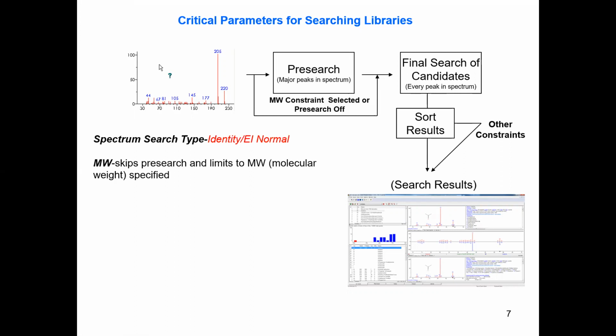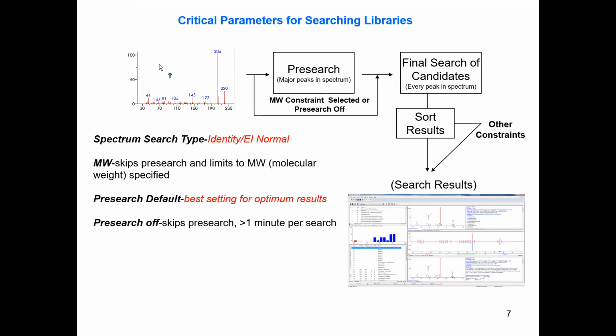Molecular weight, if you put it in, skips the pre-search and limits only the compounds that have a certain molecular weight. If you think it might not be working correctly, you could just limit it to the molecular weight of the compound that you're looking at, or the unknown. Usually pre-search default's the best, just use it. Pre-search off, like I said, skips the pre-search, but it will take over a minute to do the search, so that's not something you would want to routinely do for sure. Constraints results are filtered after the final search.